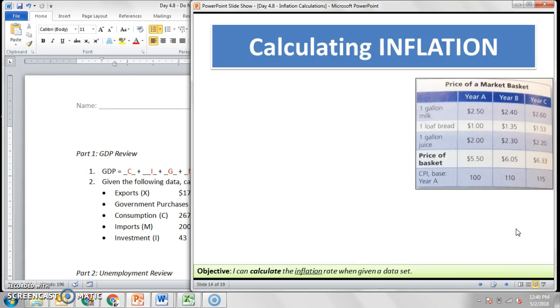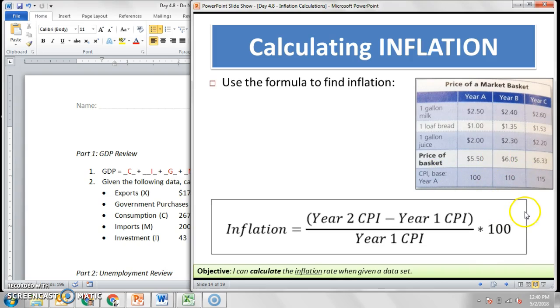Next, we can calculate inflation. Once we have our basket and CPI, we can then calculate inflation, and we need this formula. This is the formula for the percent change in price from one year to the next. And so we're going to use this to calculate the percent change in inflation. We take year 2 CPI minus year 1 CPI divided by year 1 CPI, and multiply it by 100.